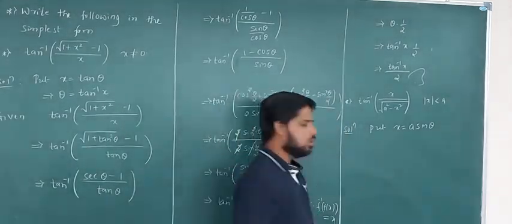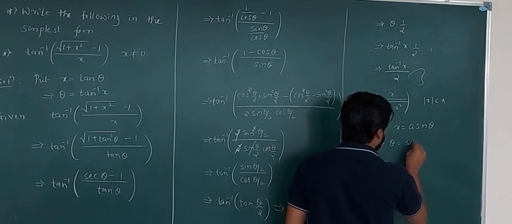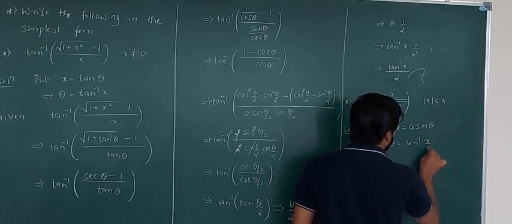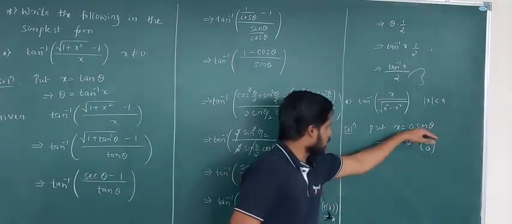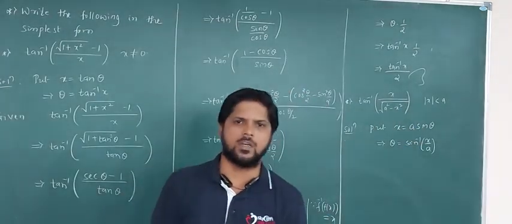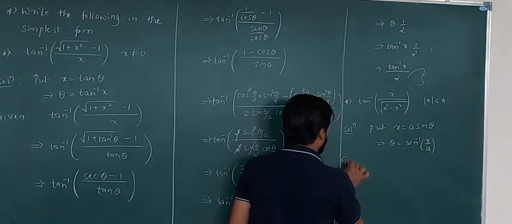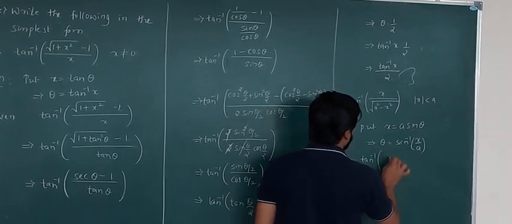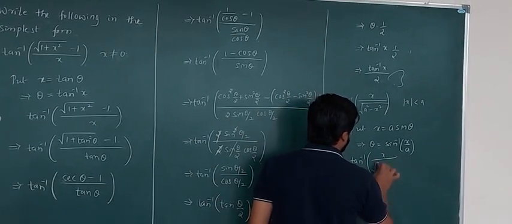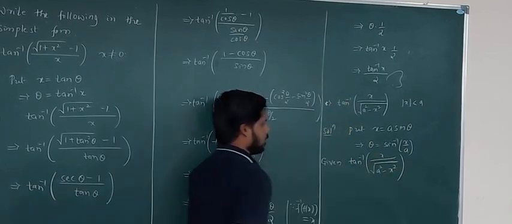x equal to a sin theta. Then theta equals sin inverse of x by a. Sin theta equal to x by a and theta equal to sin inverse of x by a. Now substitute x equal to a sin theta. So given here, tan inverse of x divided by square root of a square minus x square.